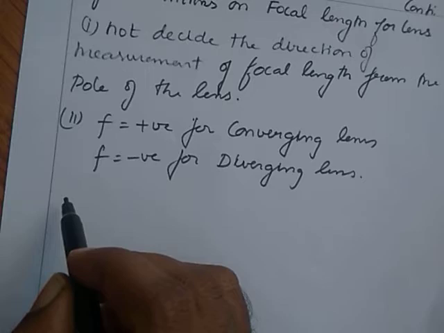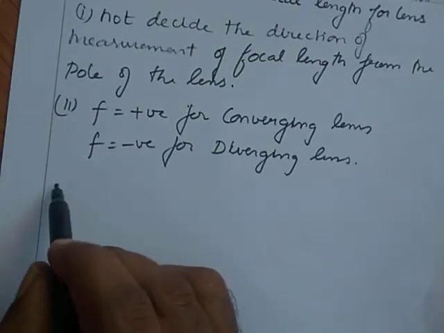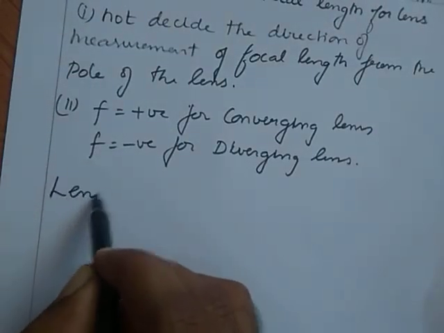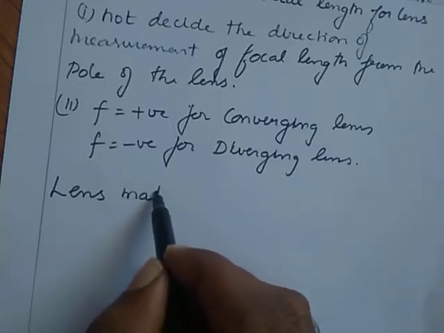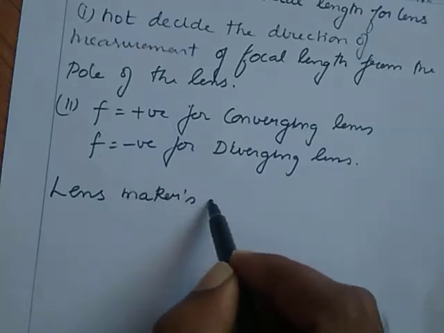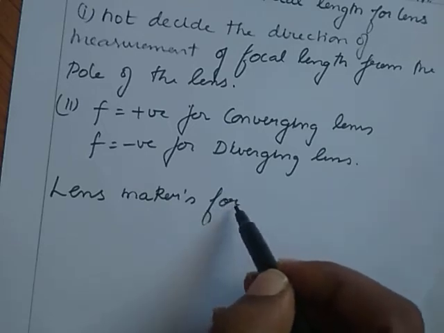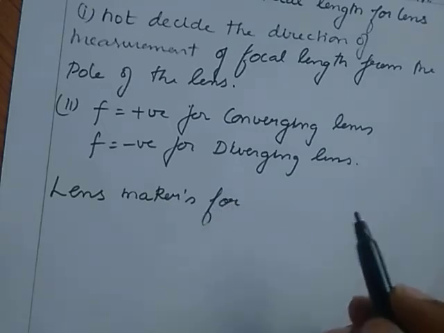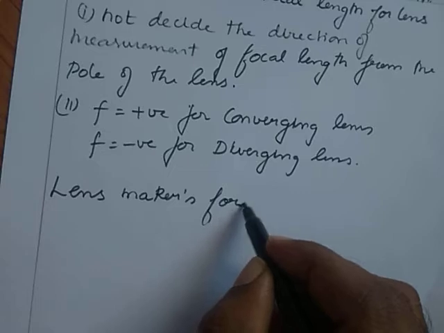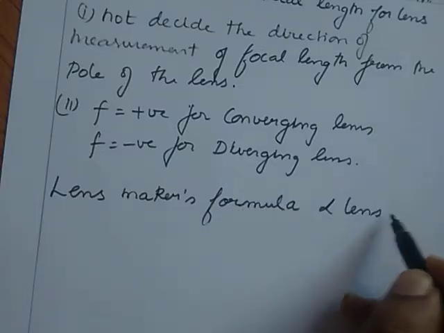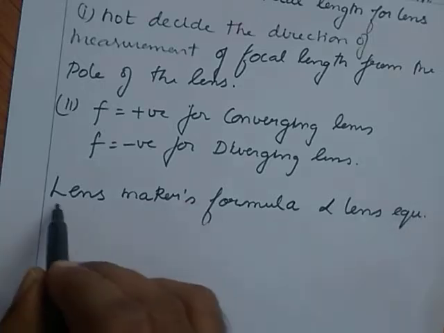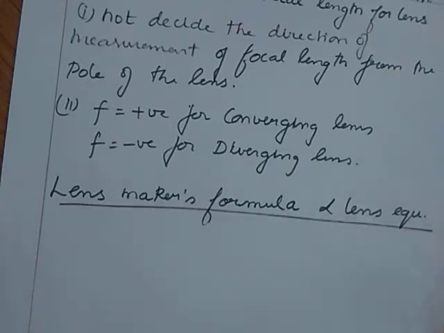Then our next topic is the lens maker formula and lens equation. Using this formula, lens makers make lenses from the same material with different radii of curvature. First let me see what the lens maker formula is.